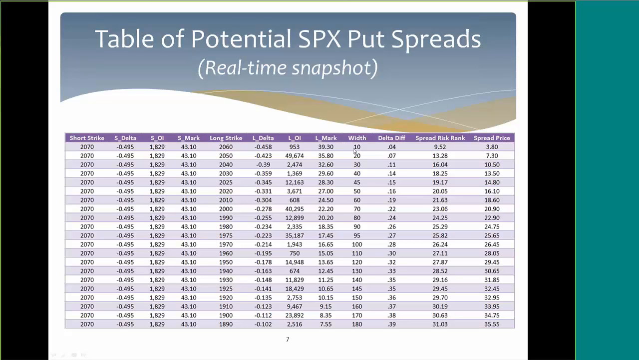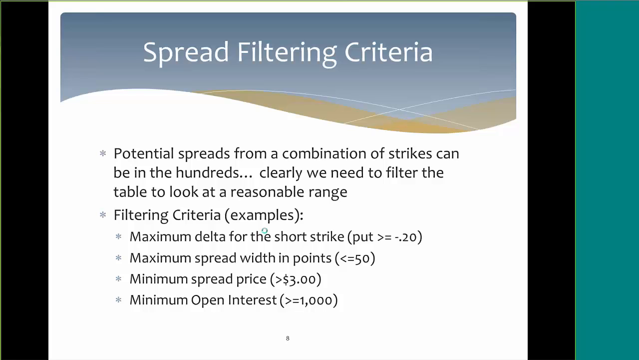And so you can see, obviously, as the width of the spread goes up, the spread risk value goes up as well. And then, obviously, the price goes up as well. It'll go through every increment of the strikes and create a table. So what this produces is a table with several hundred potential strikes. When I do the SPX, I think it comes up to maybe 350 or so potential spreads. So obviously that's too many spreads to be looking at, so we need to filter that down.